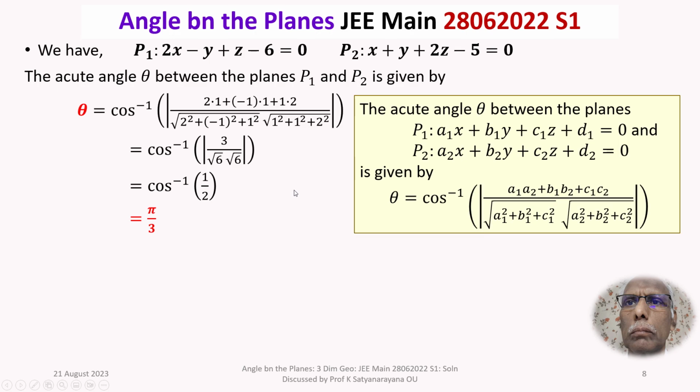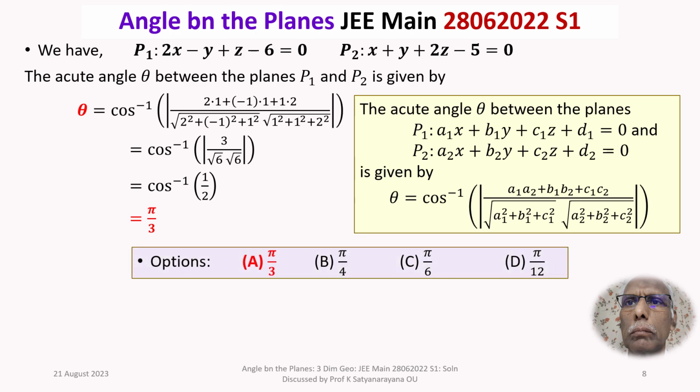Let's look at our options. Our answer, theta, the acute angle between the planes P1 and P2, is given by pi by 3. That appears against option A. Therefore, the answer to this question is option A. That is the detailed discussion of the solution of the given question, which is related to the angle between the given two planes from three-dimensional geometry.